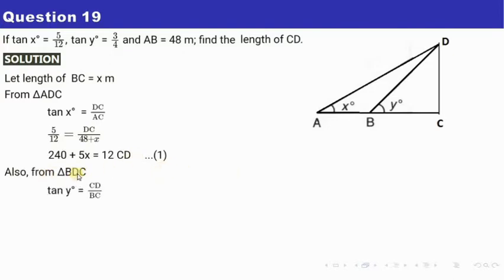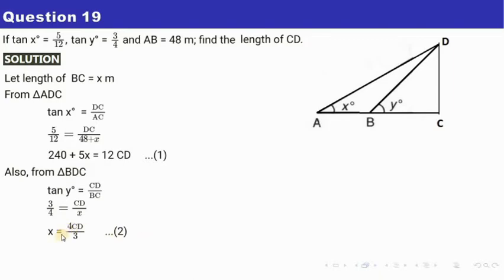Now from the smaller triangle BDC, we have tan y degree, which is given to be 3 by 4. Tan y is perpendicular by base, that is CD by BC. BC is x, and tan y degree is 3 by 4. So from here we get x equals 4 into CD, which is 4 CD, with 3 going to the denominator. Let me call this equation 2.